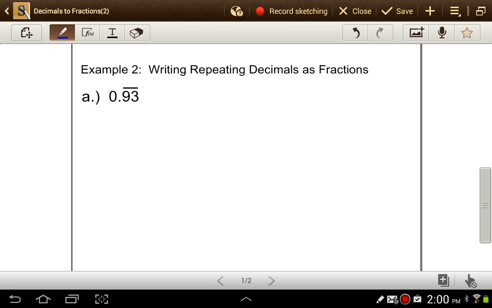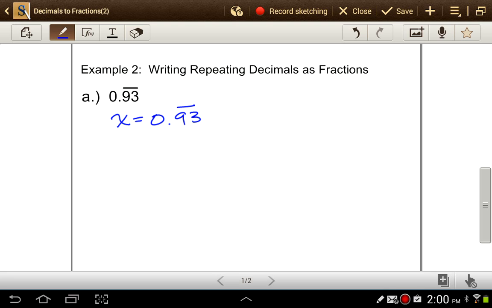First thing I'm going to do is set my number equal to a variable. So I'm going to use x. x equals 0.93 repeating. I've now turned it into an equation. It was not an equation, but now it is an equation. So now I can solve this equation. How do I solve it? Well, here's the first step, and this is a harder step to think about.